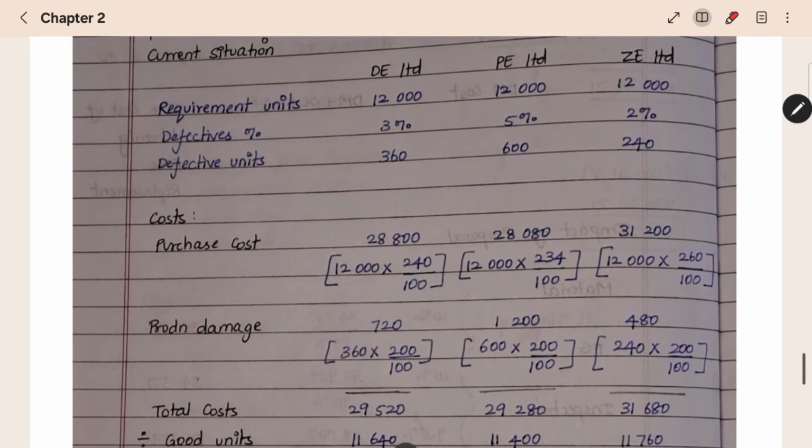Now we are going to include all the costs we are incurring. Purchase cost: 12,000 units, and for 100 units, 240 is the cost. So we are including it in the purchase cost. 12,000 units, 240 is the price for 100 units, so we are dividing and multiplying. So we are getting the purchase cost for all the 3 suppliers.